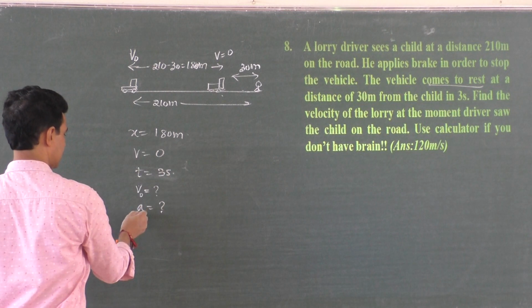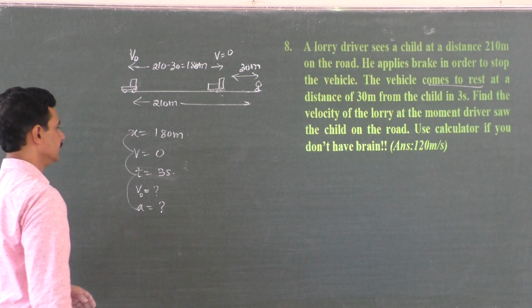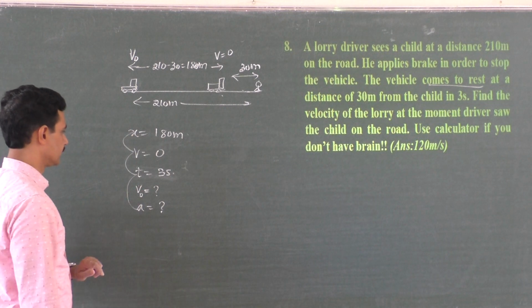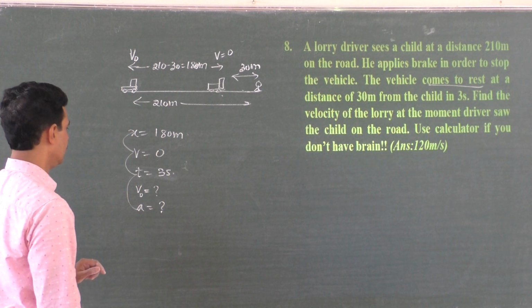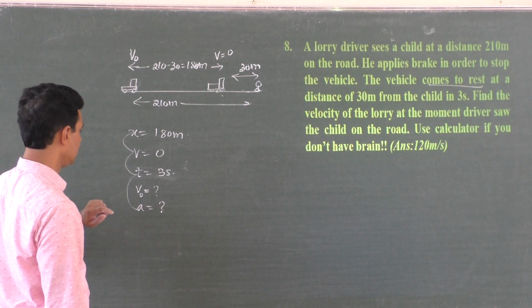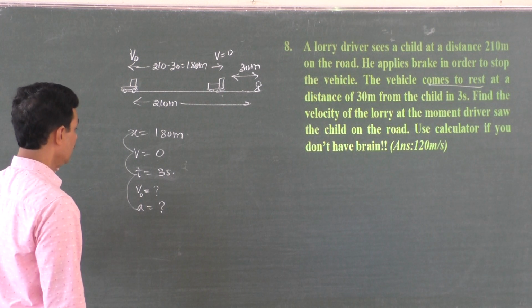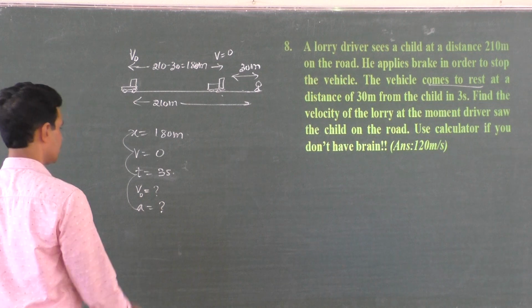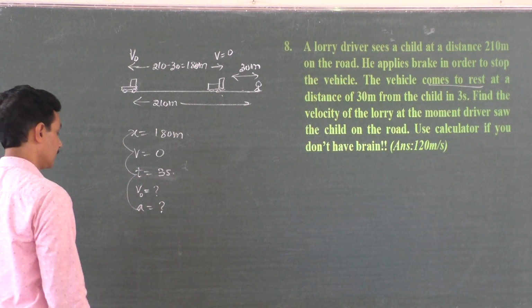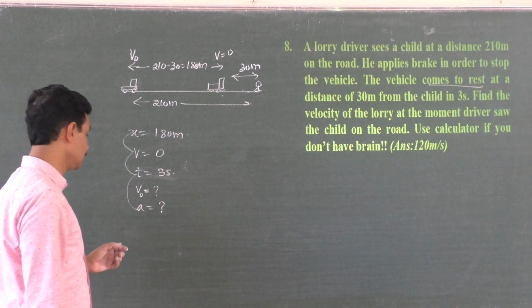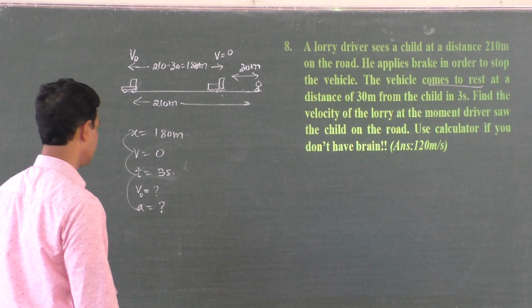x equal to V0 t plus half at square, right? And then final velocity. Initial velocity V0 is not given. V square is equal to V0 square plus 2ax, that also is not possible. So you have to write the two equations and then solve it, I think.